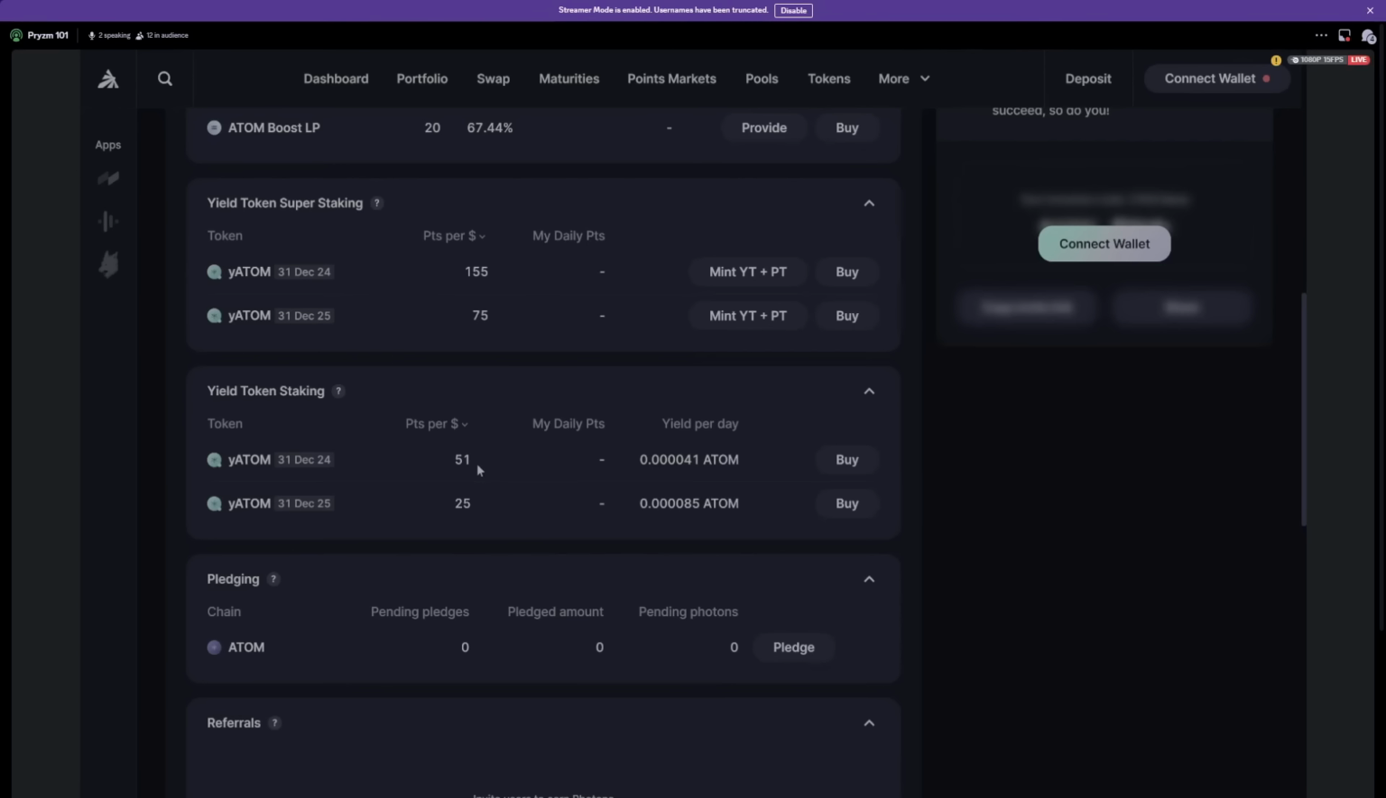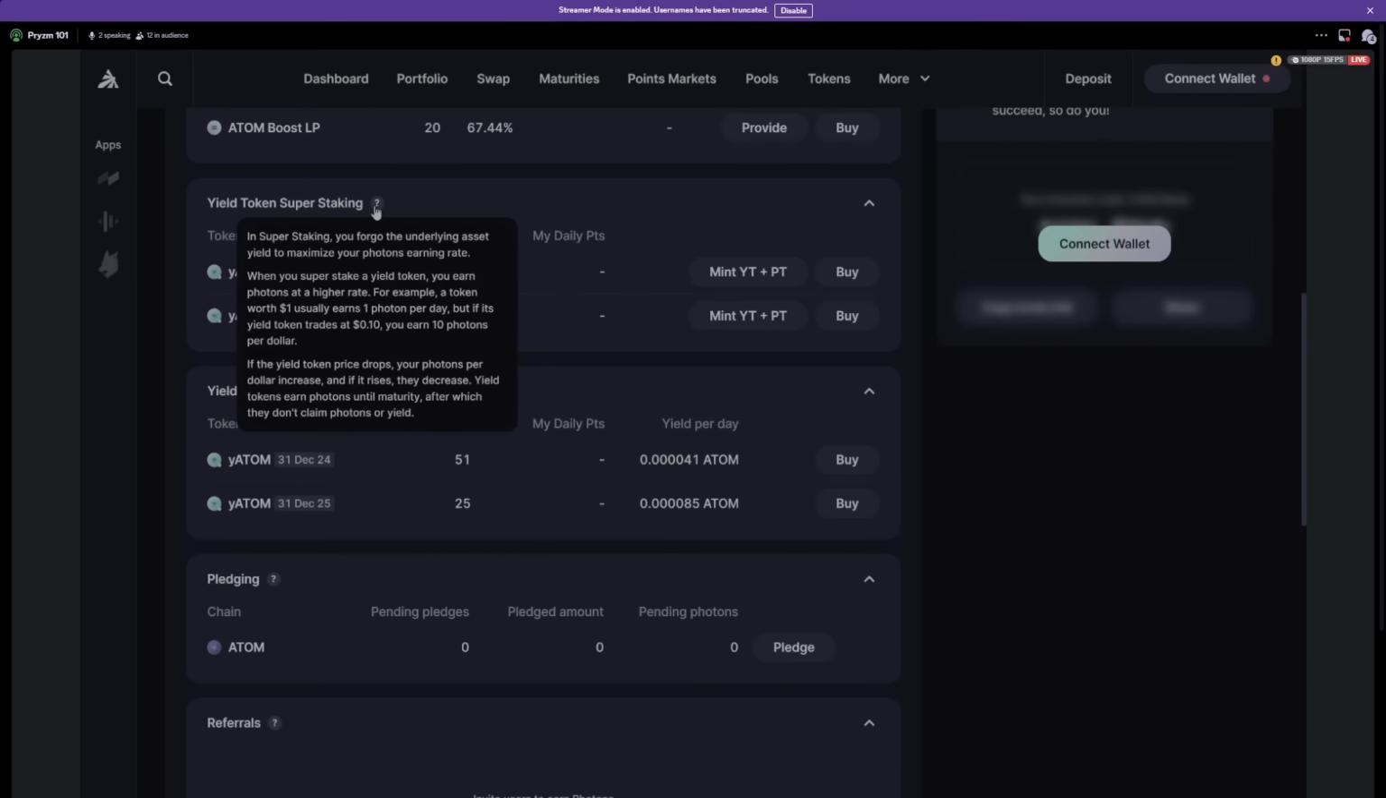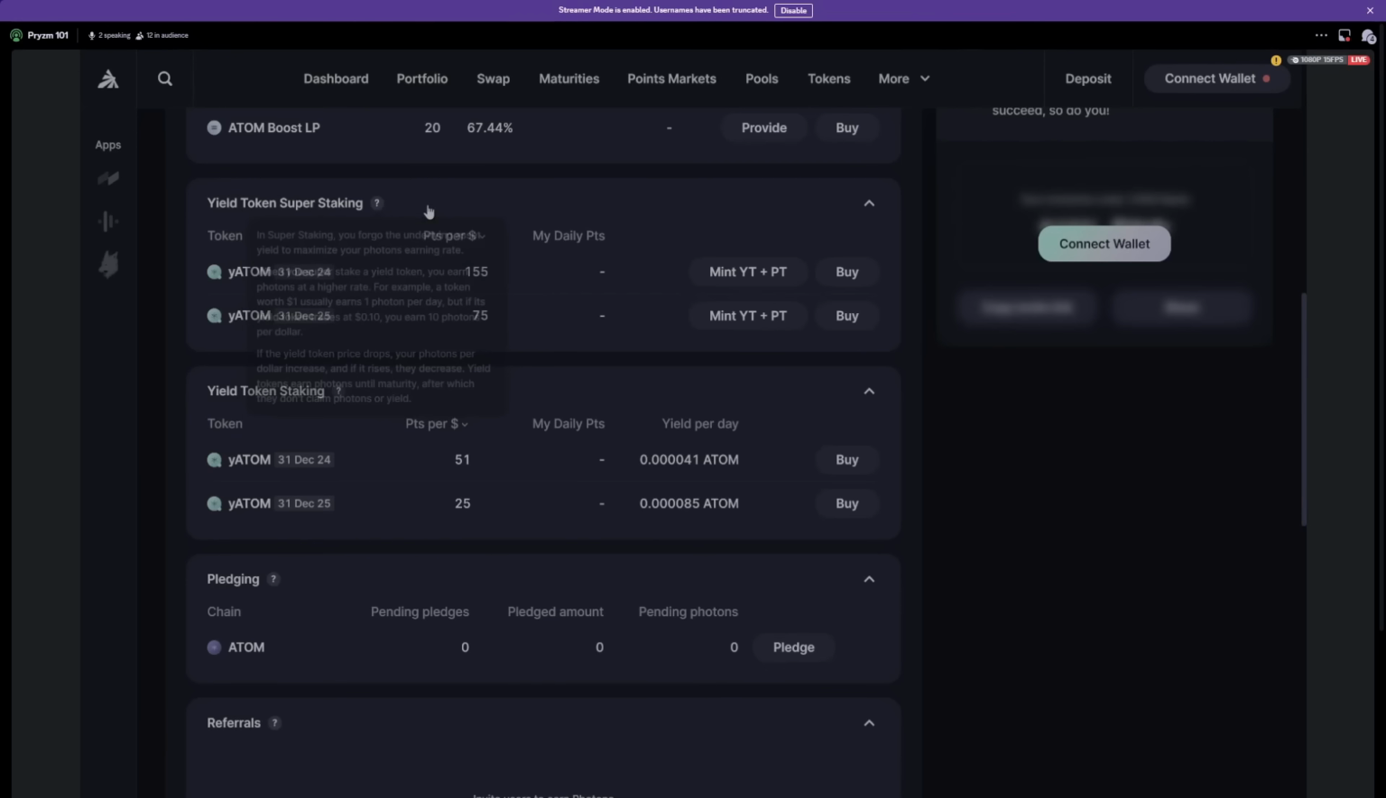It says, well, you can actually swap your future yield for even more photons. So it's like delegating to one of our validators. It means that you can effectively swap that $10 as it gets paid out for a much higher rate of photons. You can withdraw at any time.